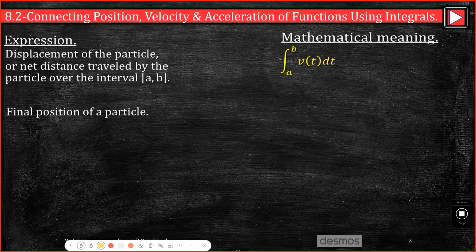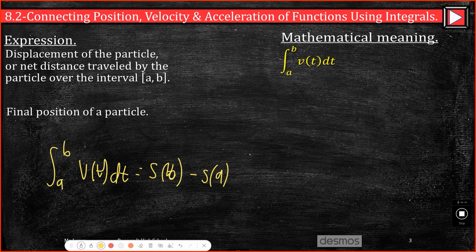So, final position of a particle. How do we find the final position of a particle? It goes back to the connection with the fundamental theorem that we talked about. Don't write this down, I'm just going to go through it. The integral from A to B of V of t dt is equal to S of B minus S of A.